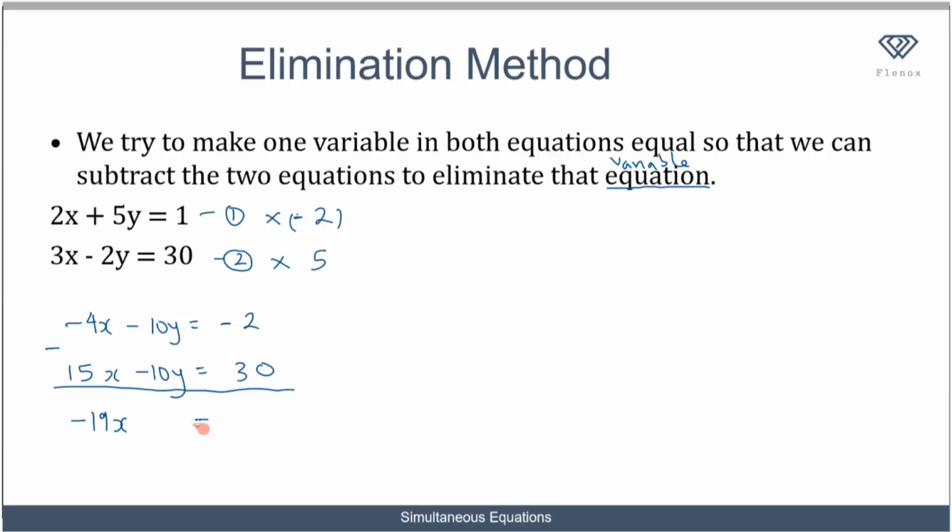So I'm left with, sorry, 5 times 30 is 150. So this is a mistake here. So I'm left with what? -2 minus 150 will give me what? -152. So all I have to do is to divide both sides by -19. And what am I left with? My x being equal to what?